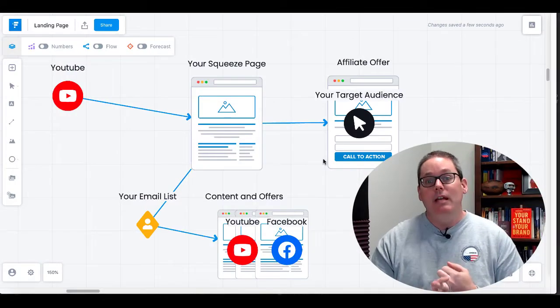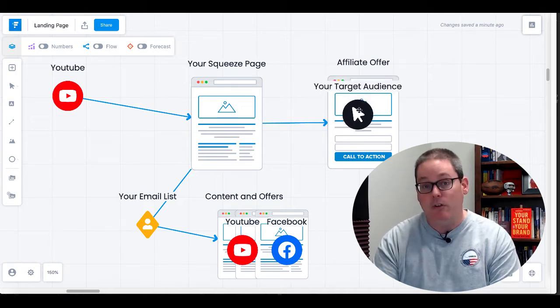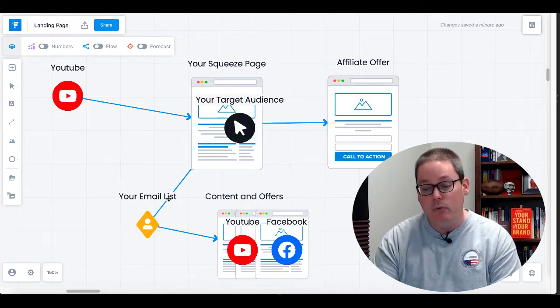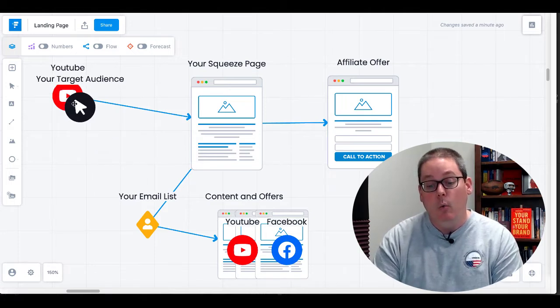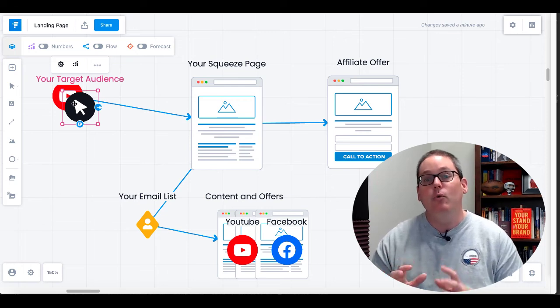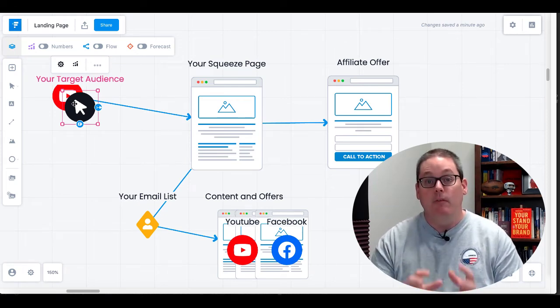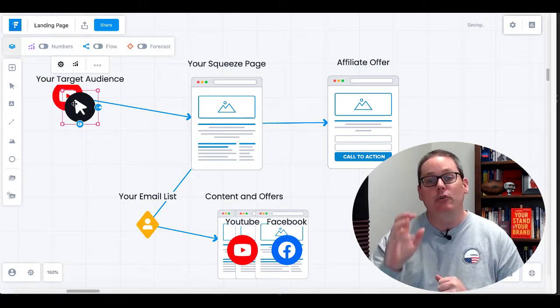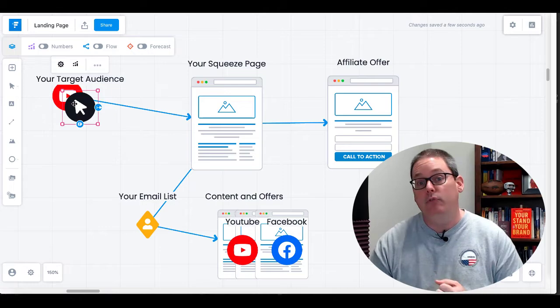Also, it means, if you look here on the diagram again, that to get your target audience over to the affiliate offer via your squeeze page and your email list, by creating content on YouTube, what you are doing is you are building content and you are allowing your target audience to find your content versus going out and actively trying to find your target audience through paid ads or through posts on Facebook.